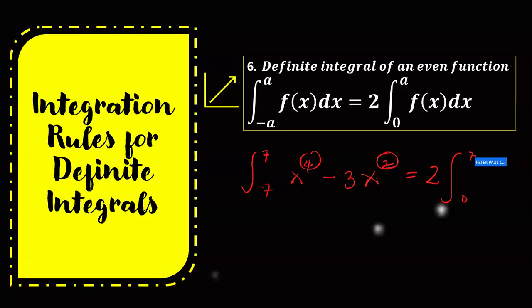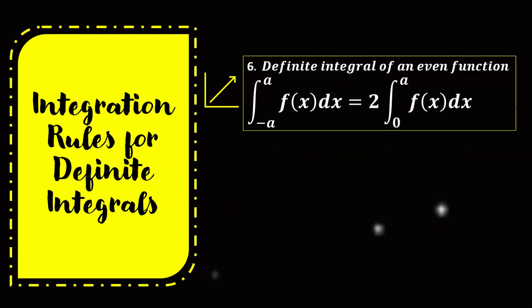So the limit becomes 0 to 7 instead of 7 to -7. Why do we have to make it 2? Because we get twice of that function, because there is the same distance from -7 to 0 and from 0 to 7. So you just simply get it twice. This is only applicable for even functions.